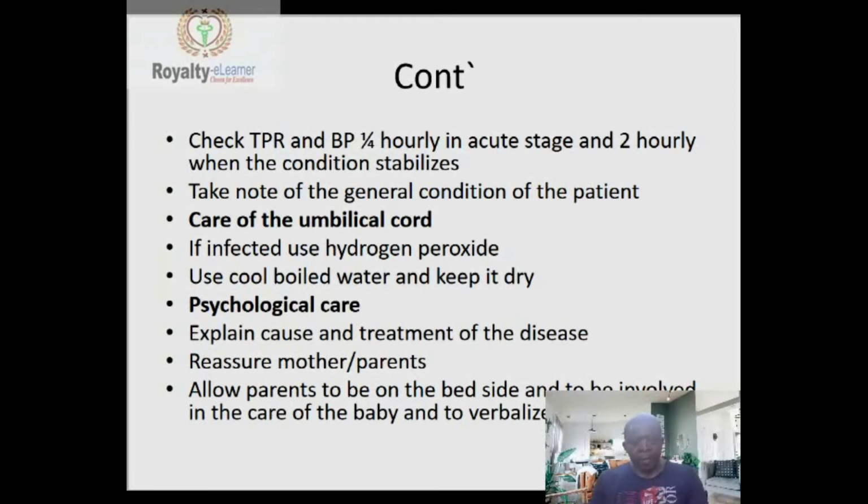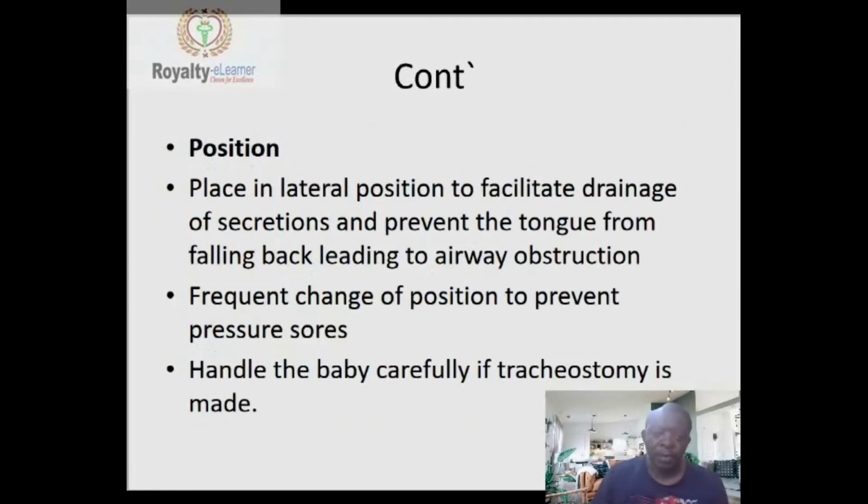Psychological care. You can explain the cause and the treatment of the disease, and reassure the mother that you're doing everything possible to help the patient. You can allow parents to be at the bedside, and they can also be involved in the care of the baby as they verbalize and tell you their concerns, so that you can make the necessary interventions.